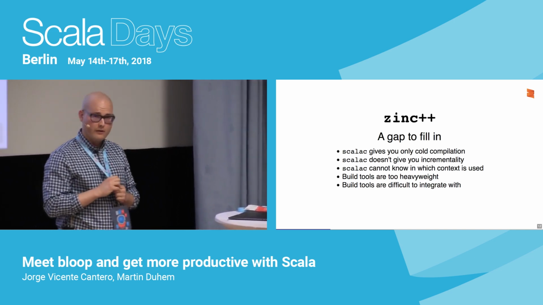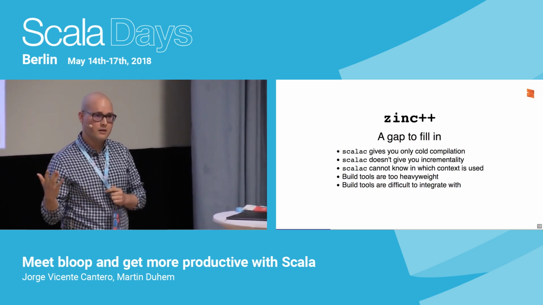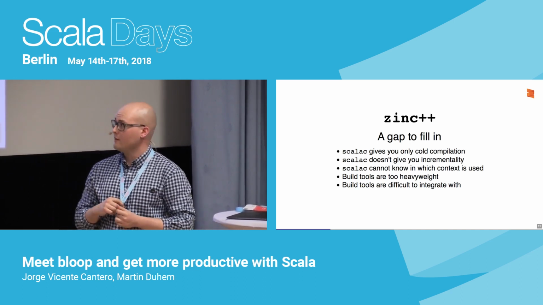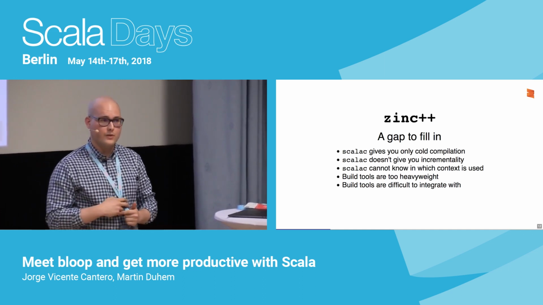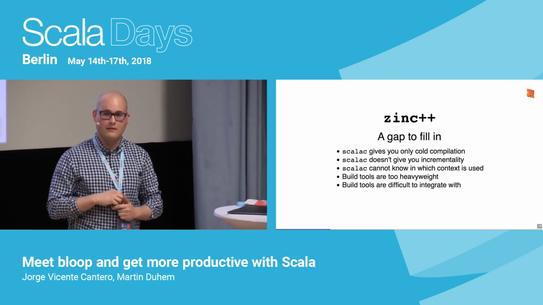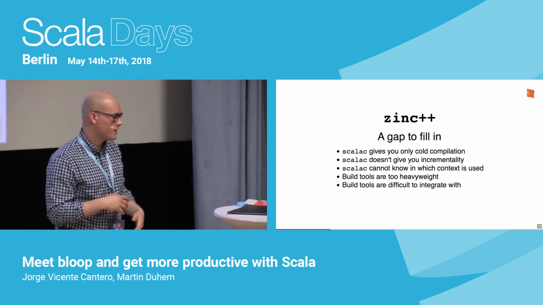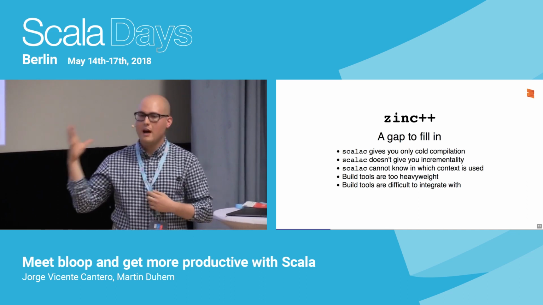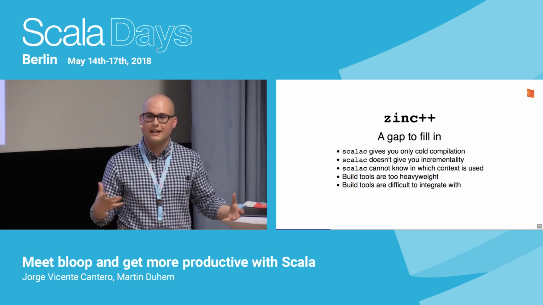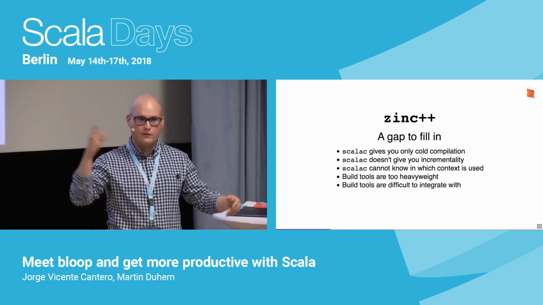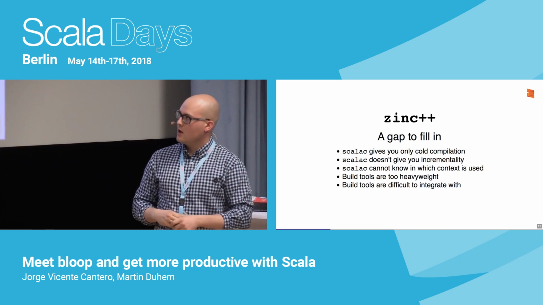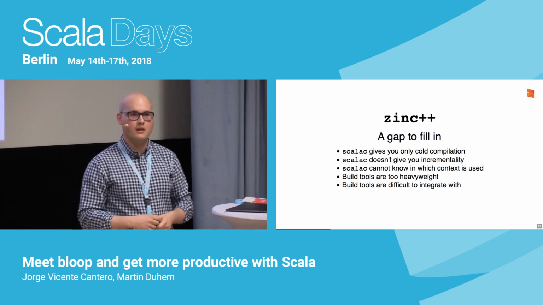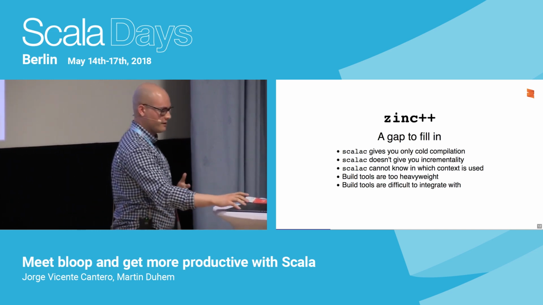On the other side of the spectrum, we have build tools. The problem with build tools is that they are focused on the user, and they are too heavyweight. They are difficult to integrate with because they are supposed to be used by users and not by tools. So there's a gap to fill in here, and this is exactly what Bloop does. Bloop gets Zinc, which is a library, and all the build tools that we've seen before grab that library, put it in a Nailgun server, and expose it to you. And we'll see a little bit more about the properties of this Nailgun server afterwards.